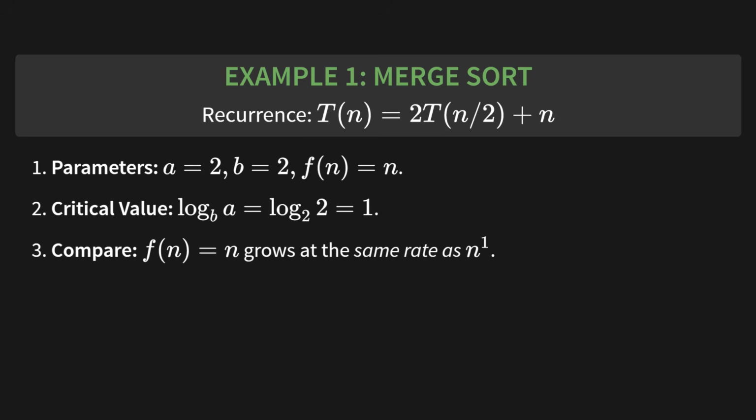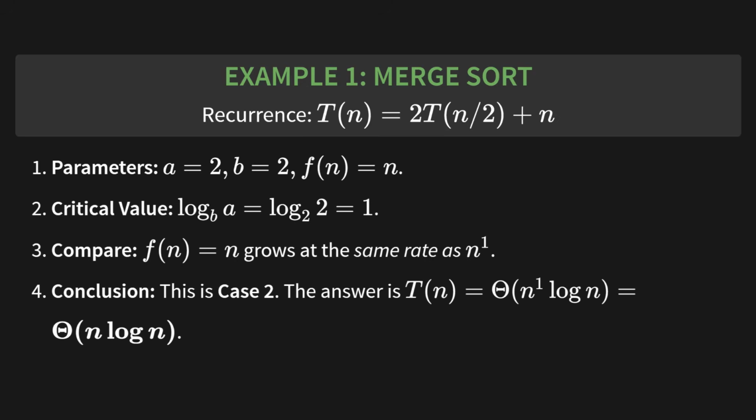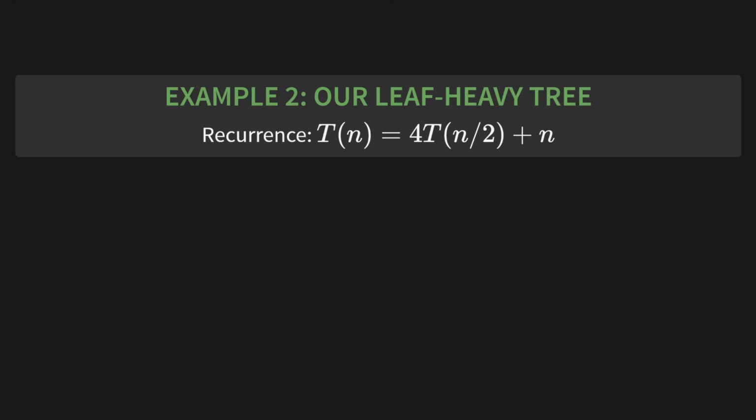Now compare. f(n), which is n, grows at the same rate as n to the power of 1. Conclusion? This is case 2. The answer is theta of n to the 1 times log n, or simply theta of n log n. Done in seconds. Example 2.